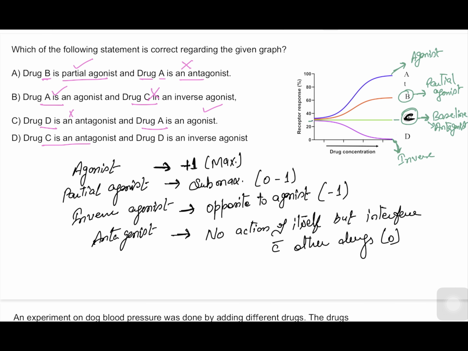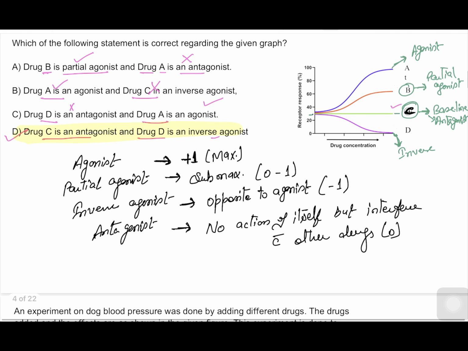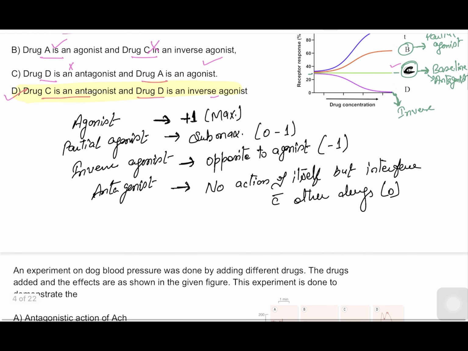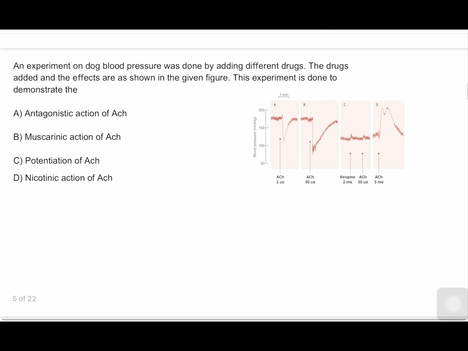D option is saying drug C is antagonist, yes. Drug D is inverse agonist, yes. So this will be the correct answer. So correct answer will be drug C is antagonist and drug D is an inverse agonist. So this is how we will solve this graph. So this is dose response graph.